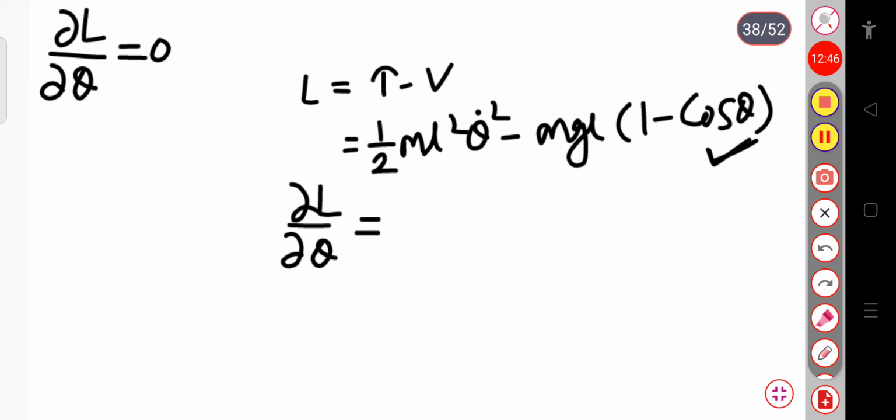Here mgl is a constant, taken outside. The derivative of cos θ is minus sin θ. So this will be mgl sin θ, with a minus sign here.